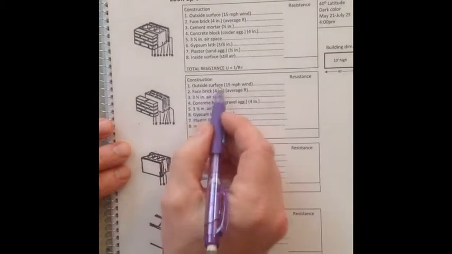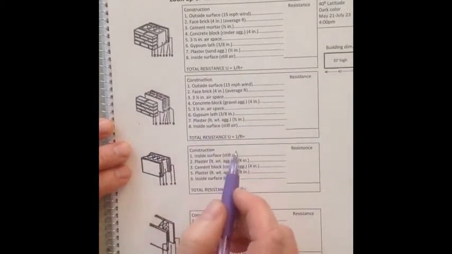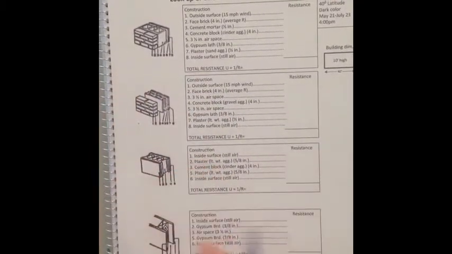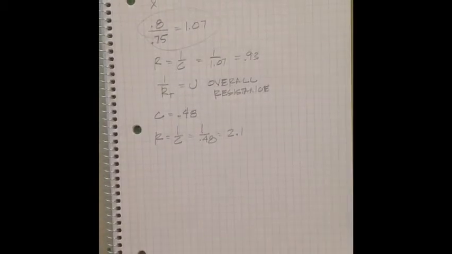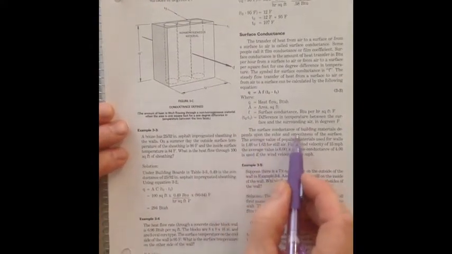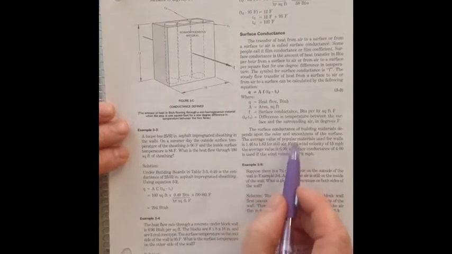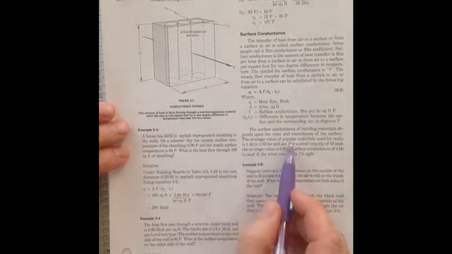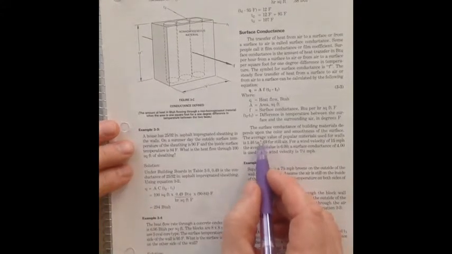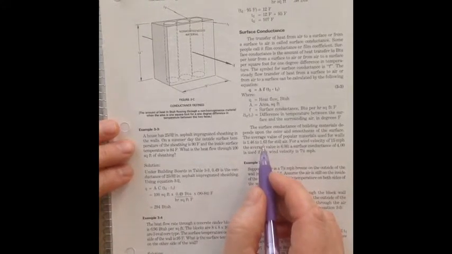Also notice that it has an outside air film and an inside air film. All walls have this air film on either side of it, and that acts as an insulating component as well. So if I flip this page 22 over and I look over here, the surface conductance of building materials depends upon the color and smoothness of the surface. The average value for popular materials for still air, and usually on the inside wall we're going to call that still air, we're going to use 1.63. So the C number for inside air is 1.63.